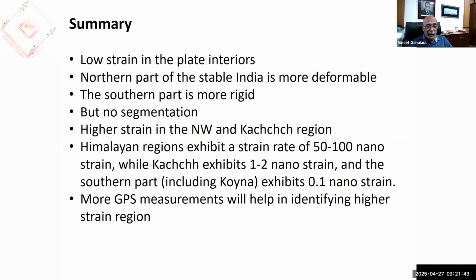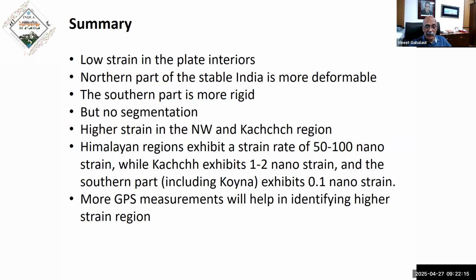So that's the summary. The Indian plate interior has very low strain. The northern part is very stable. The northern part of the stable region is more deformable than the southern part. The southern part is certainly more rigid. The southern part includes Hyderabad, Bangalore, Tamil Nadu, or the southern part of Maharashtra. There is no segmentation. A lot of people talk about segmentation across the Narmada zone, but there is no segmentation.